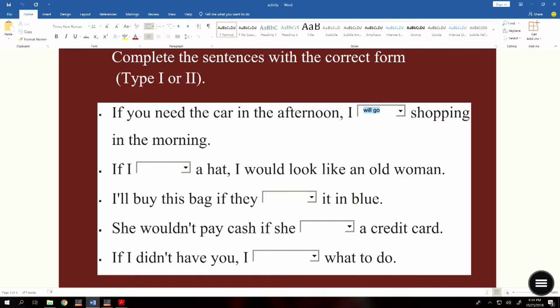Second one. If blank a hat, I would look like an old woman. What is your answer?